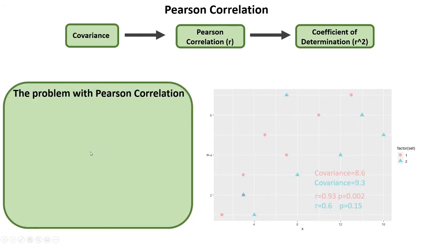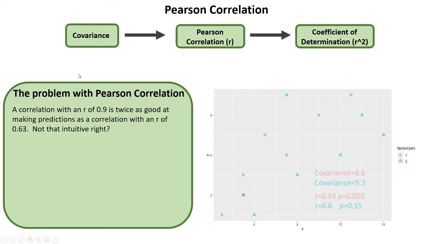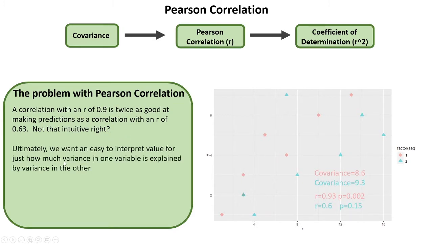The problem with Pearson correlation. So Pearson correlation is doing a pretty good job now of telling us how close things are to being a line, how close we are to saying that all of y is being predicted by x. But if I tell you that a Pearson correlation of 0.9 is twice as good at making predictions as a Pearson correlation with an R of 0.63, that's really not all that intuitive, right? 0.63 times 2 is 1.2, right? So 0.9 doesn't feel like it's twice as big as 0.63. So it's really not intuitive that it is that way.